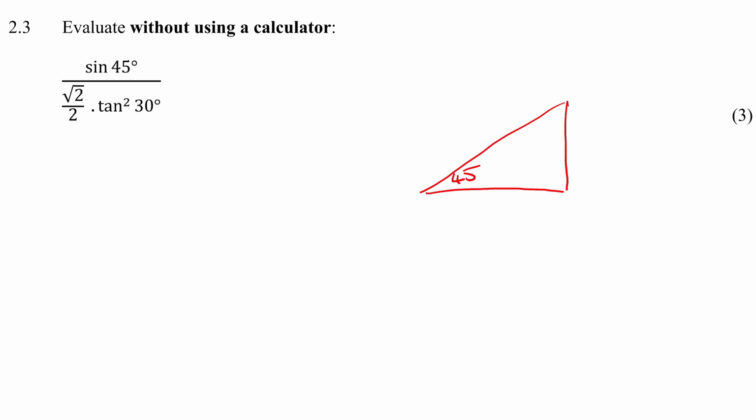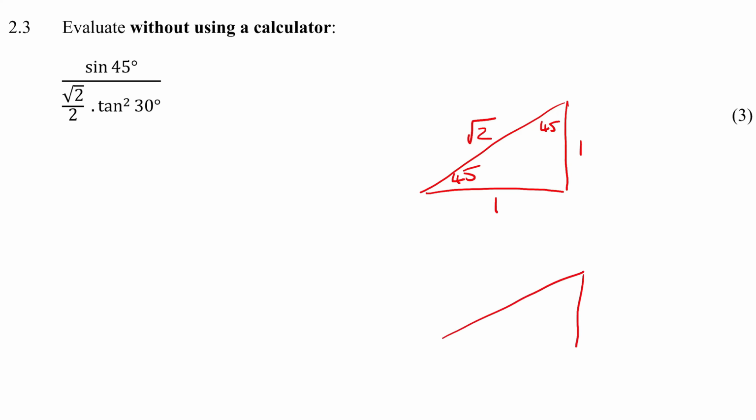We've got one that has a 45 and a 45. So because those two angles are the same, remember that these two lengths are the same. And then if you had to use Pythagoras, you would actually realize that this is just square root 2. So that's our first triangle.